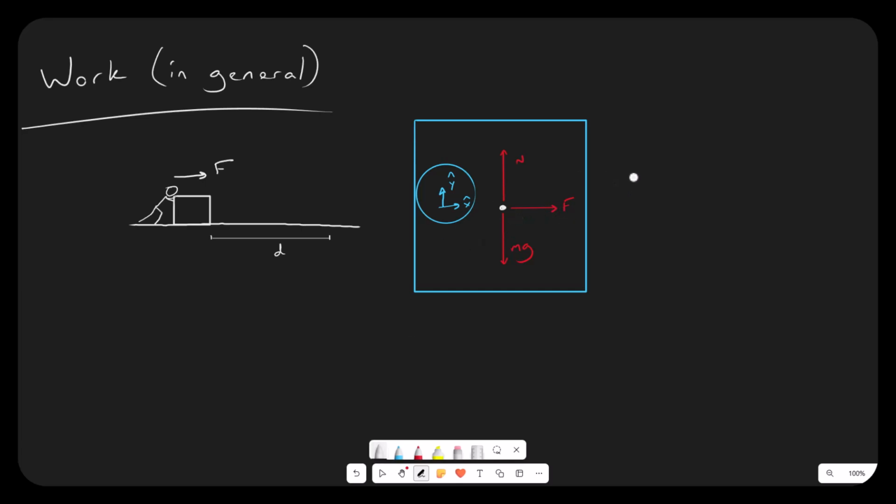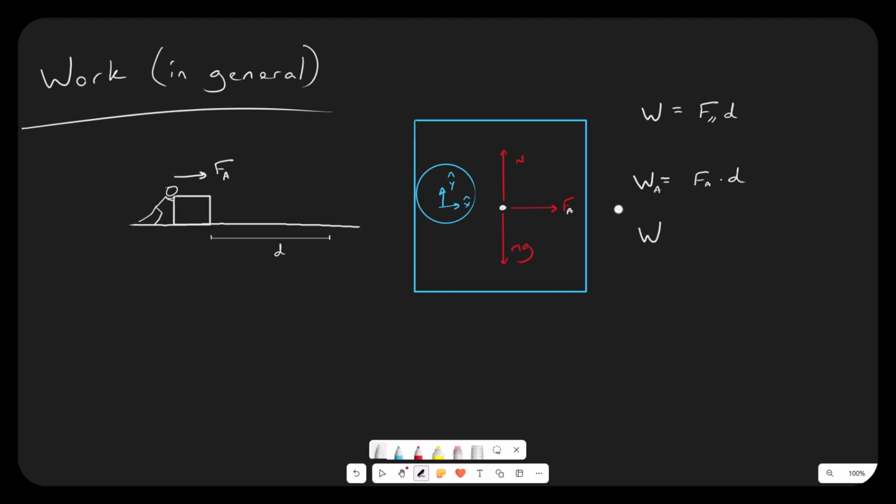Now I can say that the work done by my applied force, call this force A, is going to be force A times the distance, and that's just fine because they point in the same direction. I'm moving to the right, my force is to the right. Remember, my work is my parallel force times my distance. It's all parallel already.